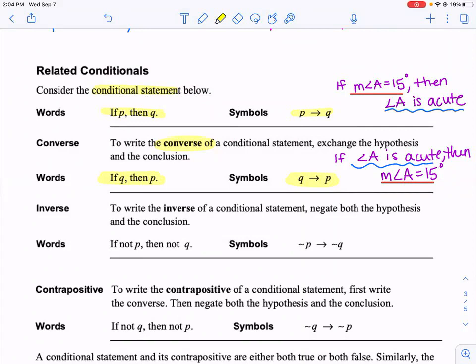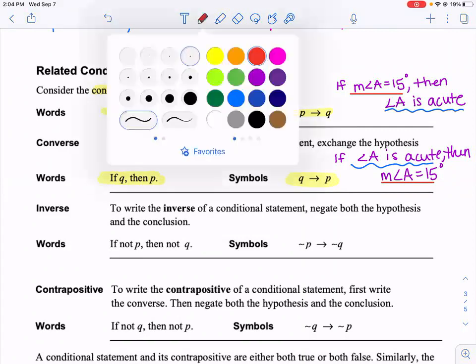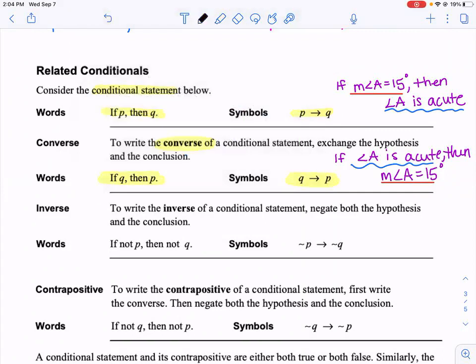Is that a true statement? Okay, so give me a counterexample. It could be 14 degrees. 89. Okay, all you need is one counterexample. Just one. And guess what? We could all have different counterexamples and all be right. There are a lot of different acute angles. Now, is this statement true up here? Yeah, that is true.